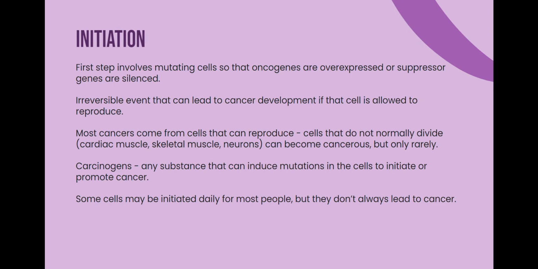Most cancers come from cells that can reproduce. They're already reproducing. Cells that don't normally divide, like cardiac muscle, can become cancerous, but it's very, very rare. It's why you don't hear about heart cancer. Cancer cells can invade cardiac muscle, skeletal muscle, or neurons, but generally they come from somewhere else. Usually it's cells that are already reproducing.